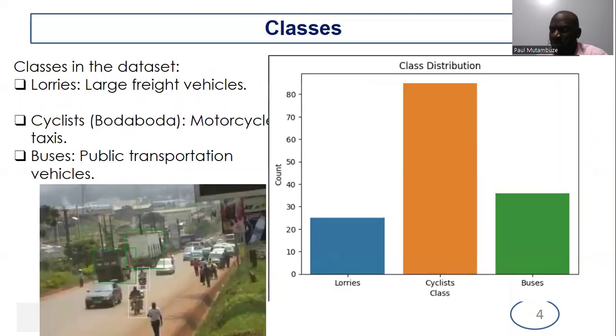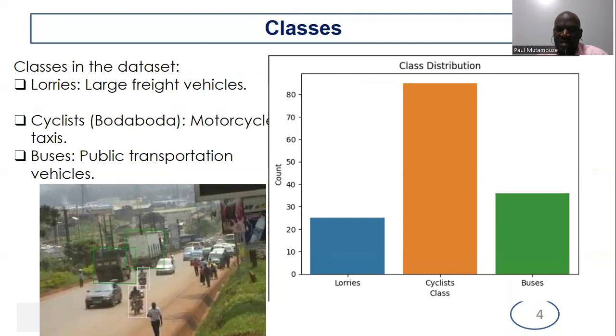So this is the distribution of the classes. Like I said, we used three classes: one for the lorries, one for the cyclists, and one for the buses. And of course, we had more cyclists than buses, and then the lorries.